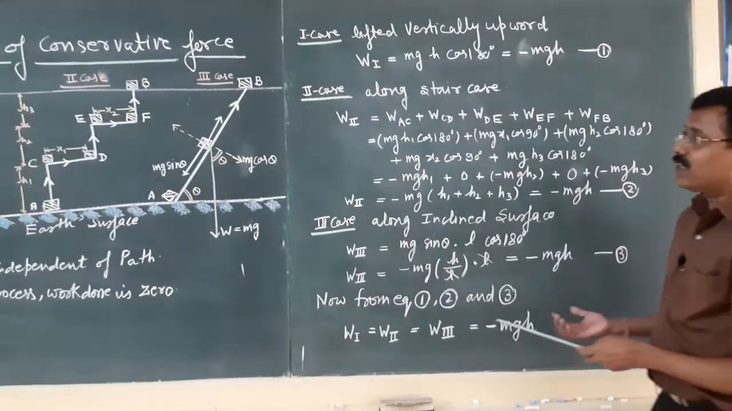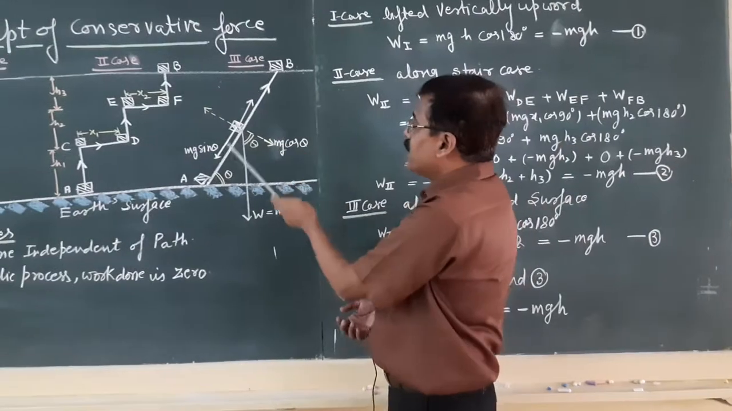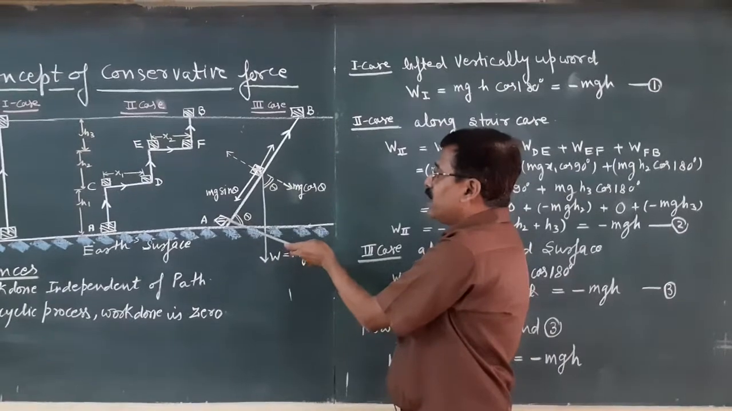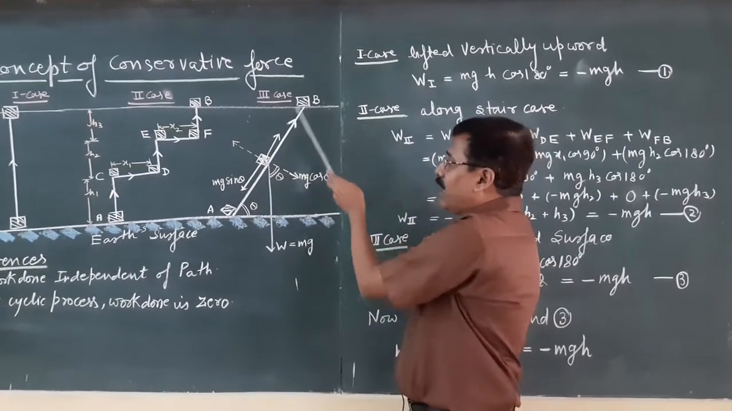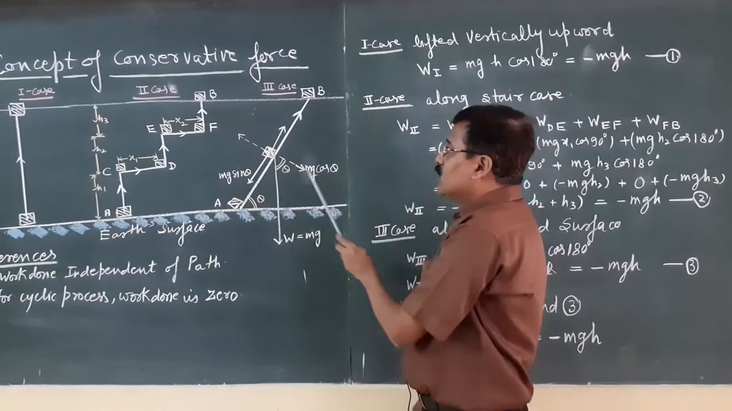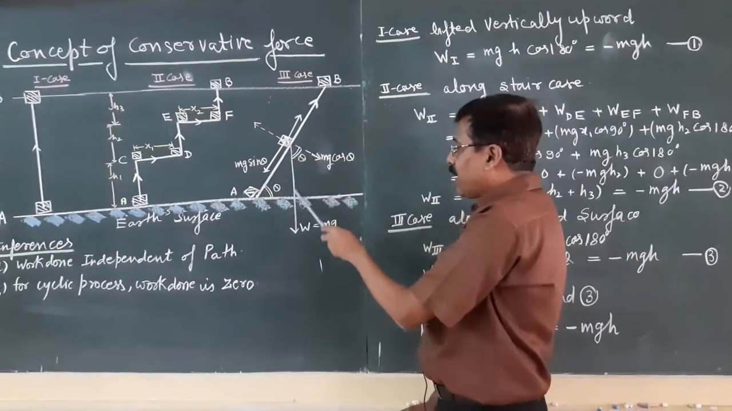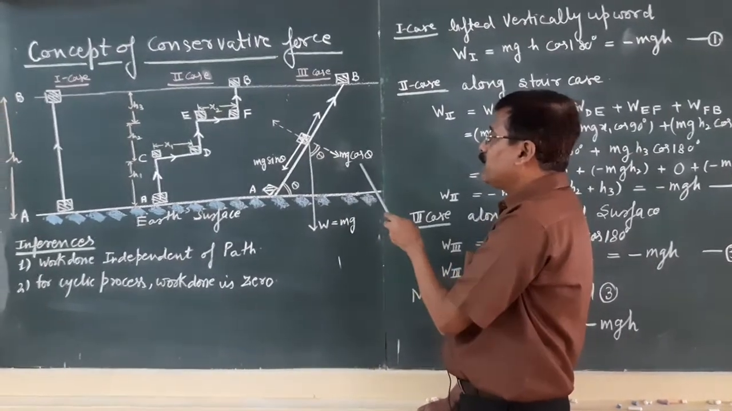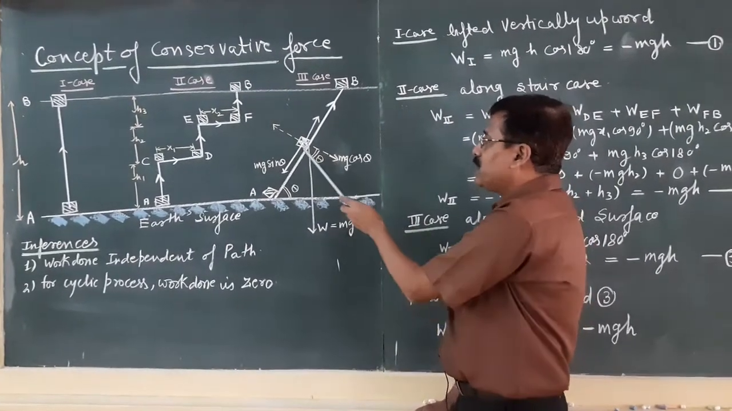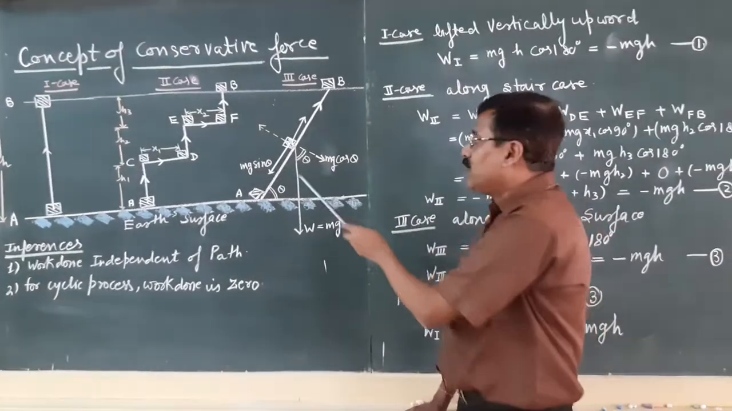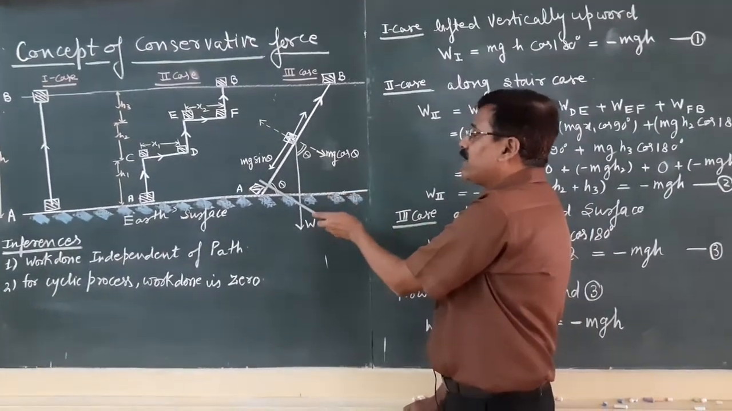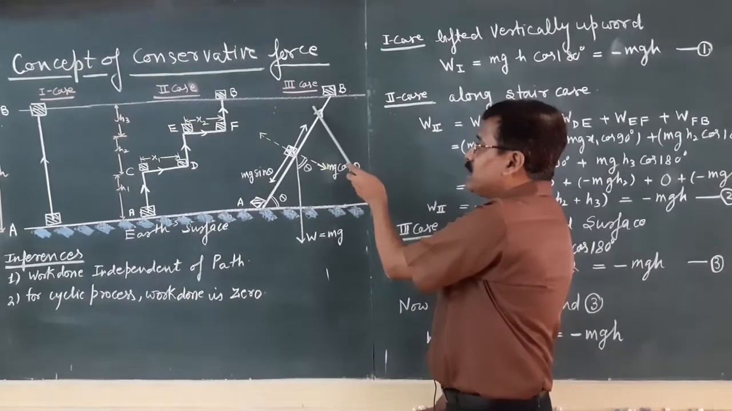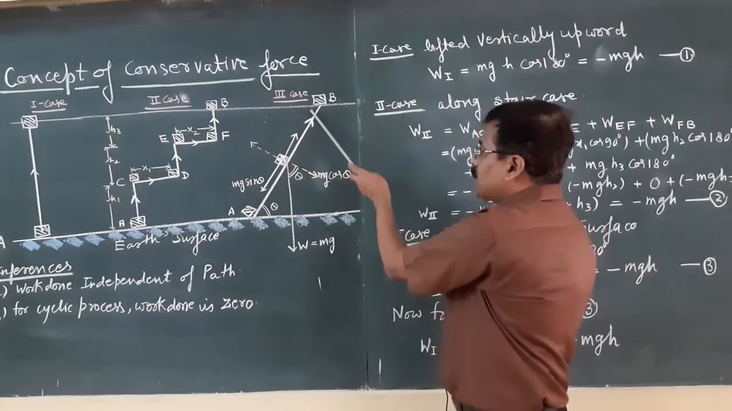For cross verification, we have taken the third case. In the third case, the object is lifted along an inclined surface. Let the length of the inclined surface be small l, inclined at angle theta. When the object is at this point, its gravitational force is always acting downward, mg, and weight is a vector quantity, so it can be resolved into two components, mg cos theta and mg sin theta. The object is lifted against gravity, mg sin theta. So the same amount of work done is required, that is mg sin theta, and the displacement is L.